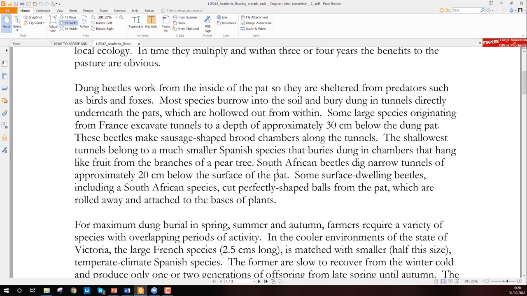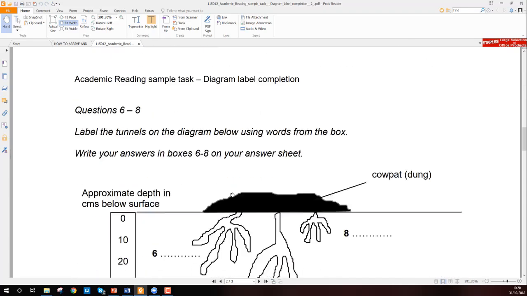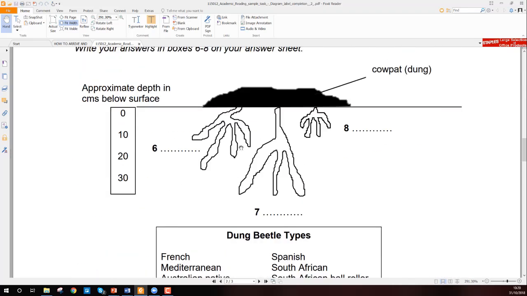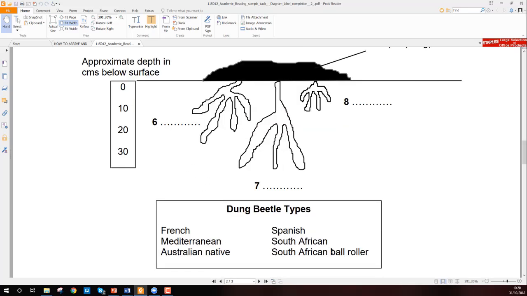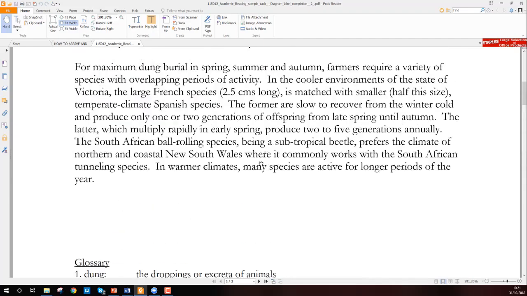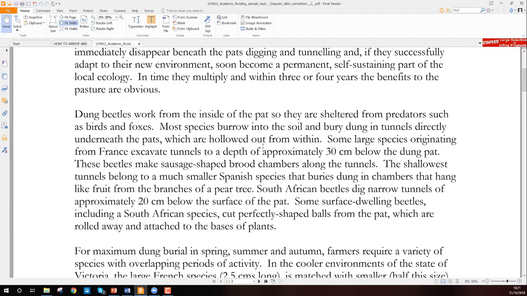20 centimeters. South African beetles dig narrow tunnels of approximately 20 centimeters below the surface of the pat. South African ball roller. So there's two different ones here. So we have to look for South African ball rollers.